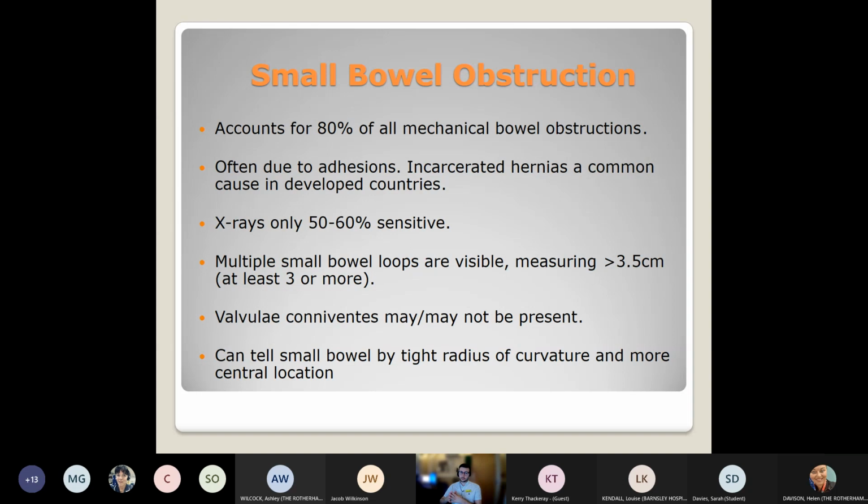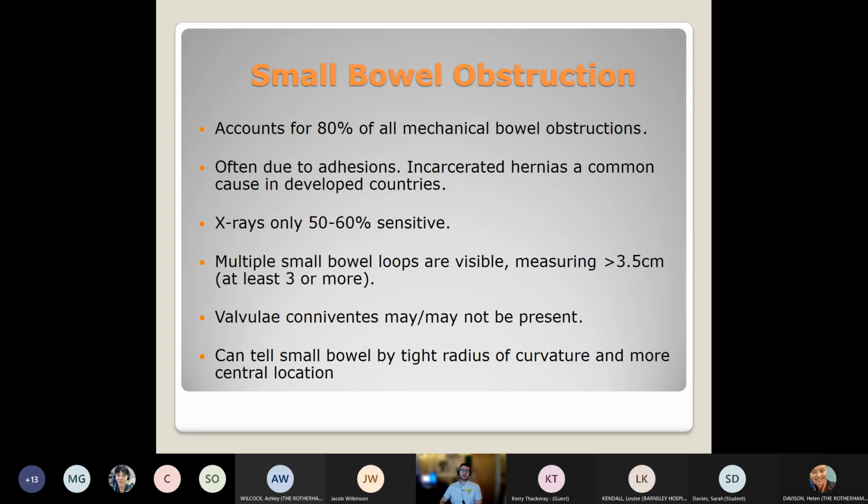causing obstruction. But as I've said, X-rays are only about 50% sensitive, because if the small bowel's fluid filled, you're not going to see it, and that's where you need to get your CT imaging in there if there's ongoing concern. In the textbooks, they'll say if it's over 3.5 centimeters in width, and you can see at least 3 or more small bowel loops of that diameter, then it is a big sign of small bowel obstruction. Personally, for me, you can visibly see when it's stretched.